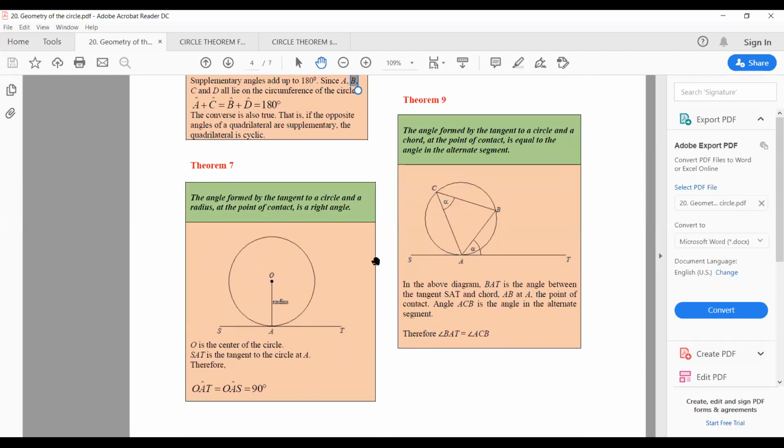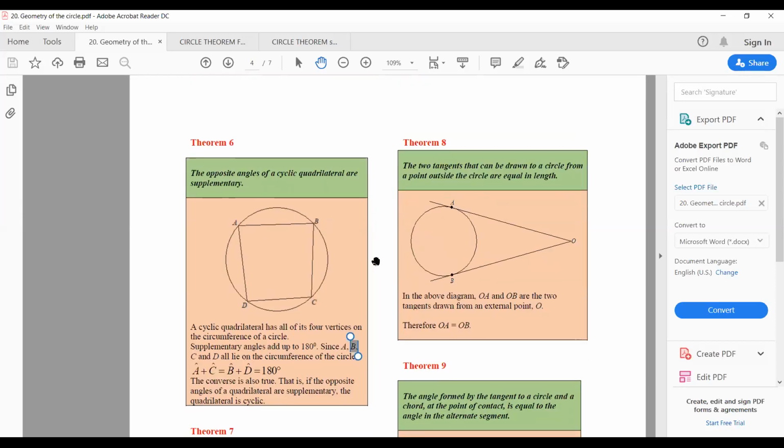Any questions so far? I hope you are taking pictures of the theorems because you all need them just now, okay?